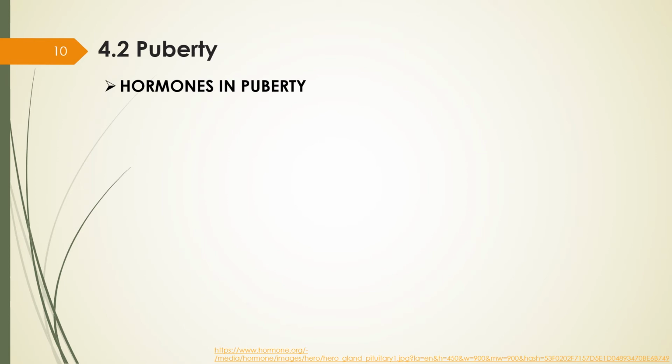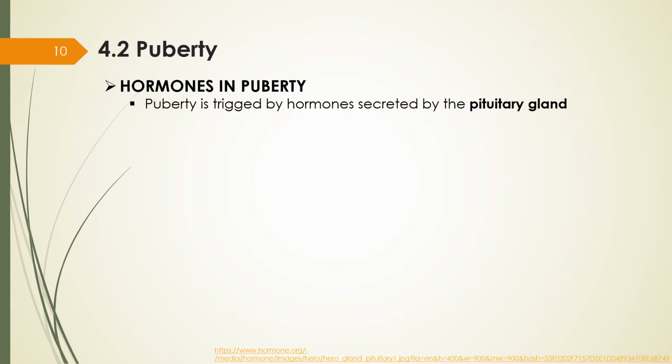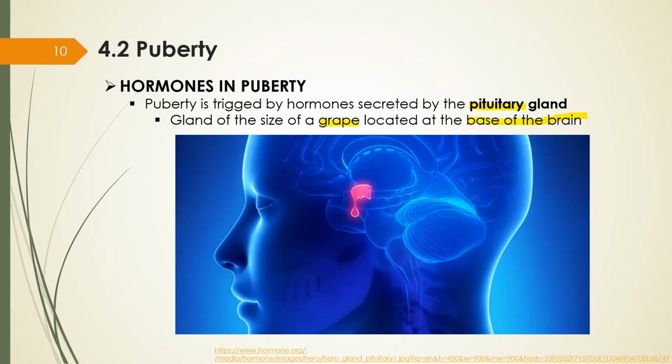So talking about puberty specifically, what are the hormones in puberty? Puberty is triggered by hormones secreted by a specific gland called the pituitary gland. This gland is the size of a grape, so it's very small, located at the base of your brain. So let's see a picture. So here is your pituitary gland. It's very small, the size of a grape, and it's located at the base of the brain. So the hormones of puberty are secreted by this gland.